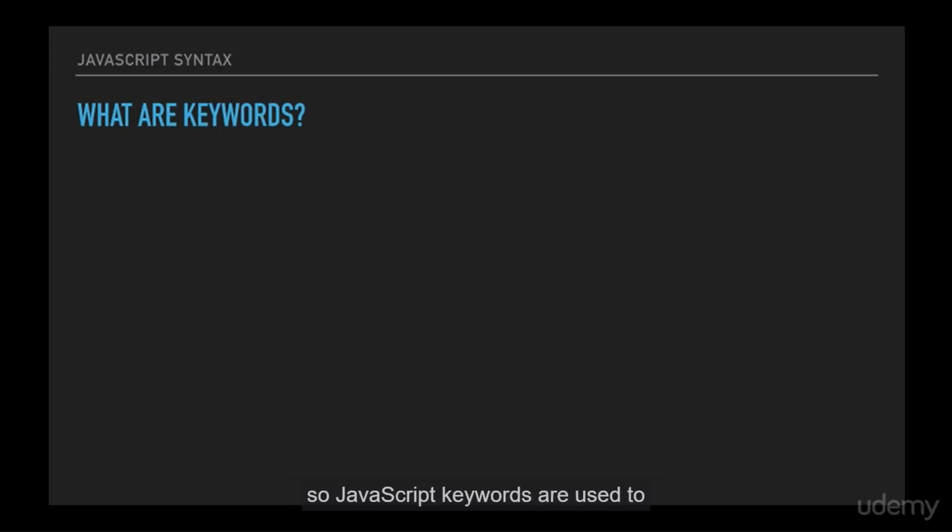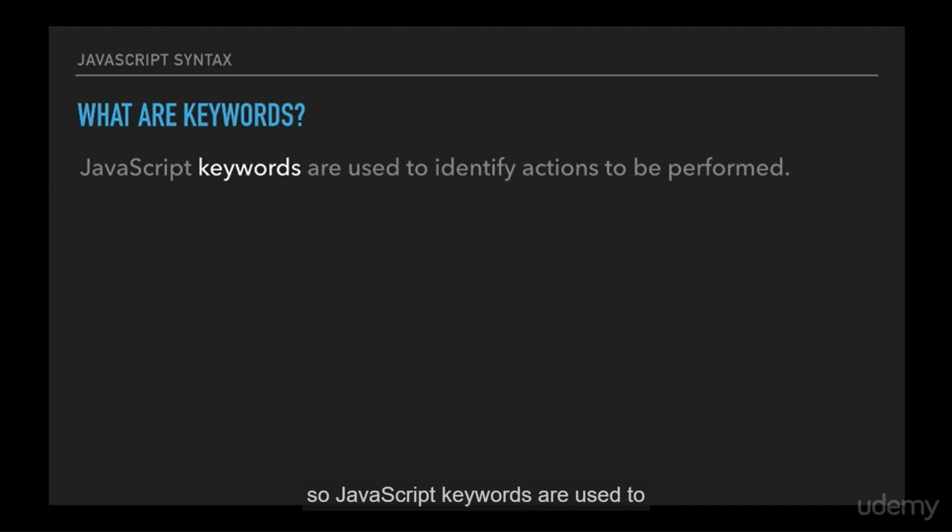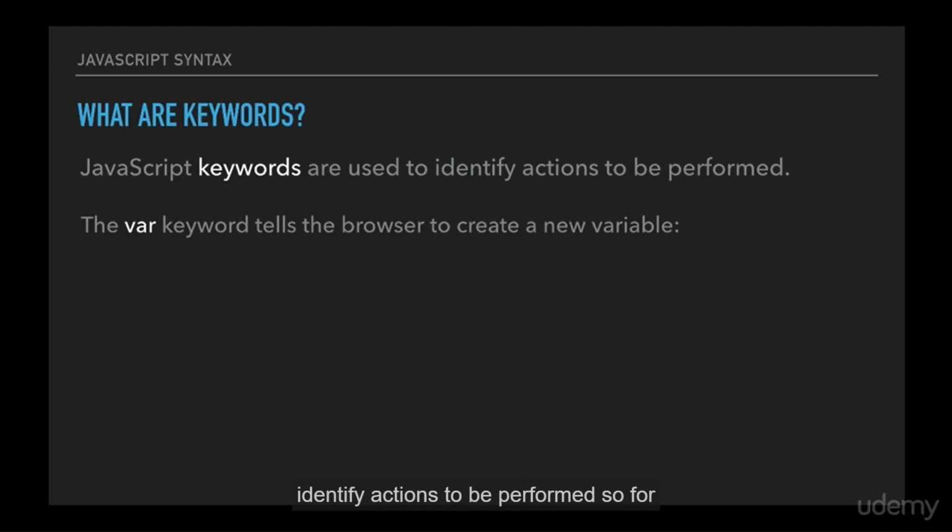The next thing is the keywords. JavaScript keywords are used to identify actions to be performed. For example, we have been using the var keyword. So what does the var keyword do? The var keyword tells the browser to create a new variable. So var x = 5 + 6 and var y = x * 10 will indicate to the browser that I need to create two variables, x and y. And of course, there is an expression along with it that will be computed to assign it a value.